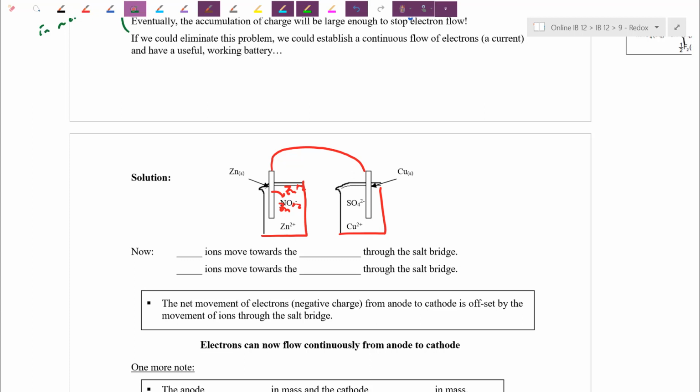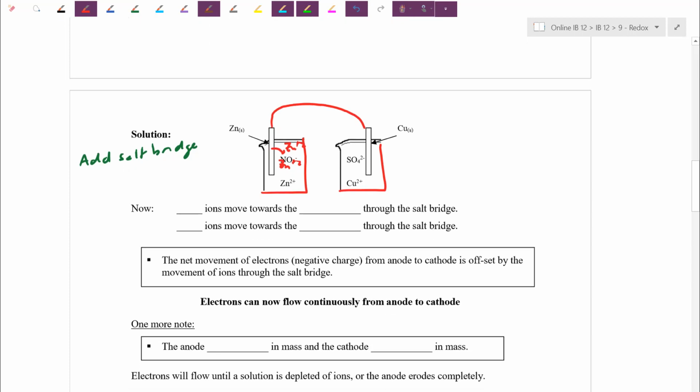So what we're going to do, we're going to add what's referred to as a salt bridge. It's a U-shaped container, and basically it contains an ionic compound that has charges to counterbalance your charge for you here. So we're going to add a salt bridge to maintain electrical neutrality. That's all that it wants to do. So it could be a U-shaped tube, the real U-tube.